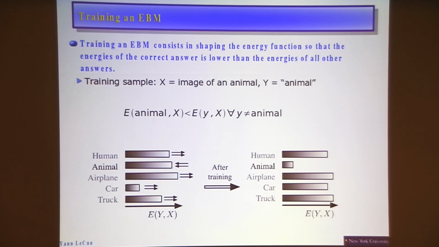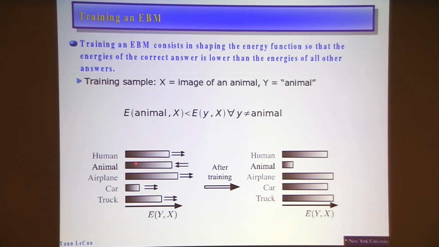Okay, so now how do we train an energy-based model? That's a little tricky. Let's say we have our energy function. What we'd like after training is that when we show it the image of an animal, the energy when y is equal to animal is smaller than the energy for y not equal to an animal. That would be a guarantee that when we run the inference algorithm, the y with the lowest energy would be the one for the animal, for this particular x.